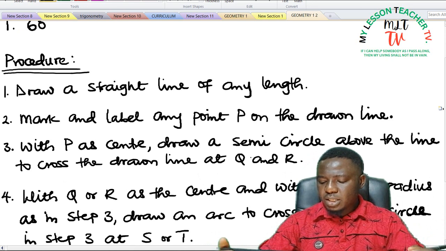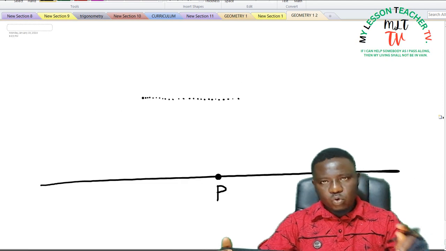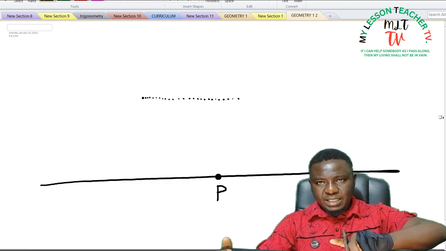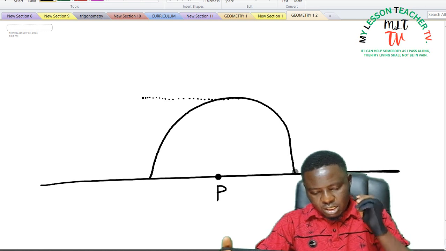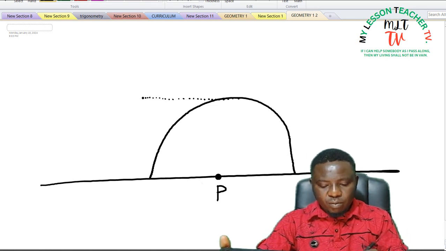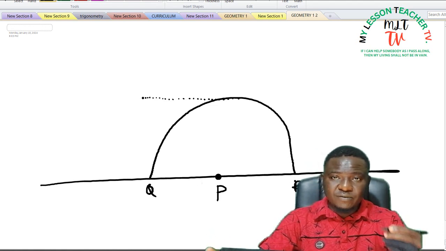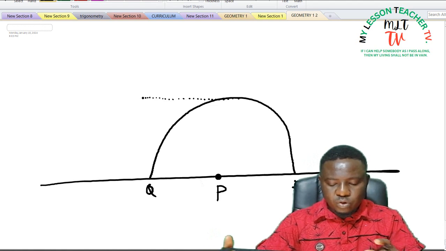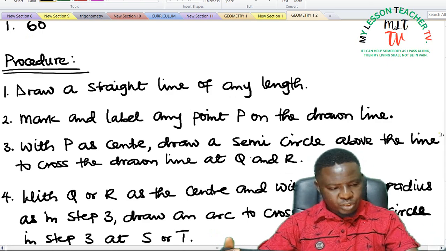Step 3, that with P as center, draw a semicircle above the line to cross the drawn line at Q and R. So you extend your compasses with P as center, you then draw a semicircle. Now your semicircle is going to be equidistant from point P. So this is Q and R. Let's assume it is the same, but since this is a freehand sketch, definitely it's going to give you something else. So I have done step 3.